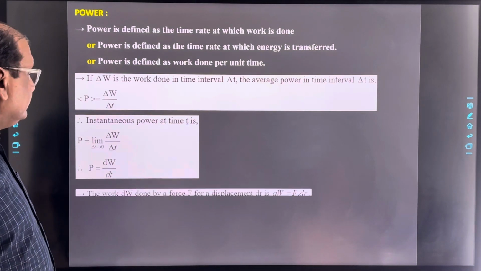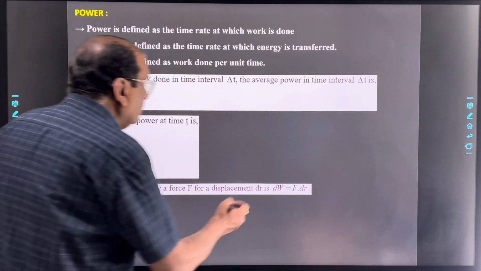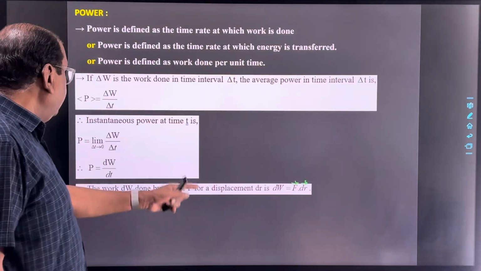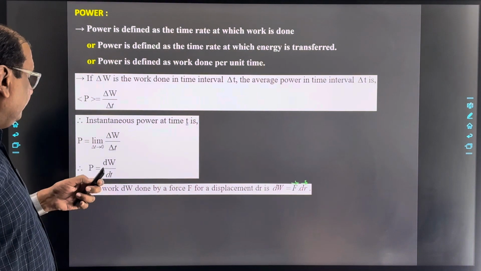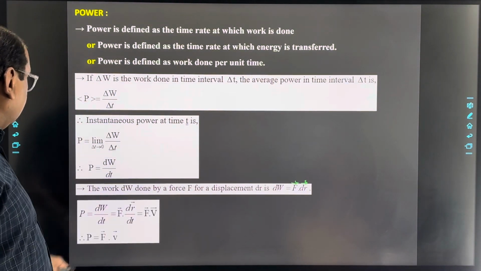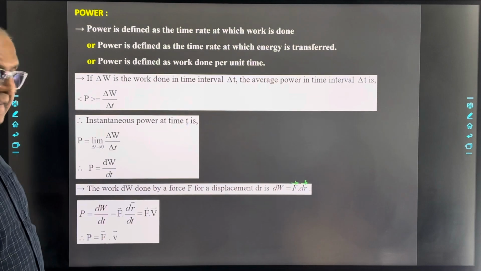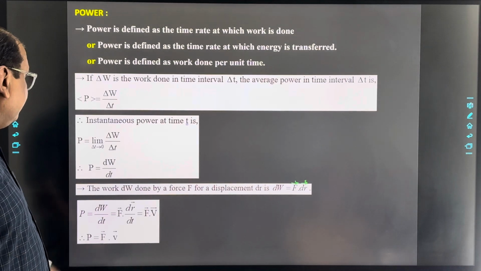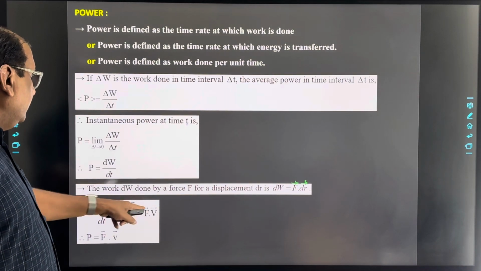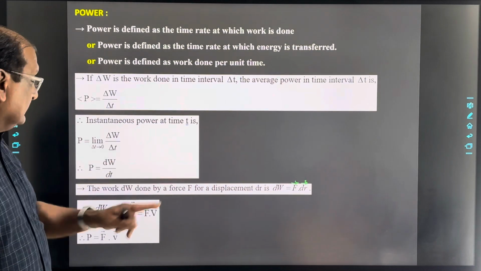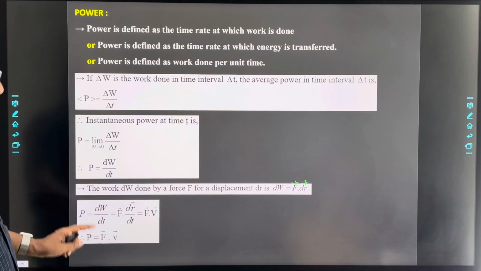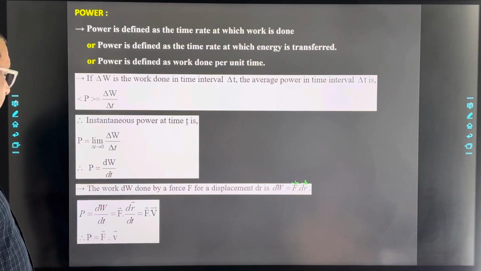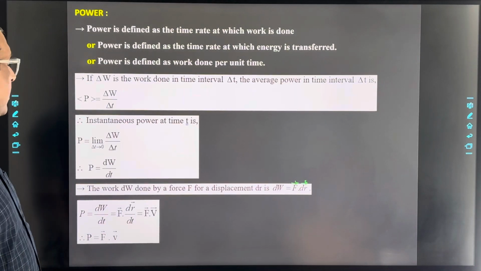Now, we know the work done W is equal to F dot dr. If we replace W with F dot dr, then we can write dr by dt, which is equal to V. So power P is F dot V. So we can write another equation of power: P equals F dot V.